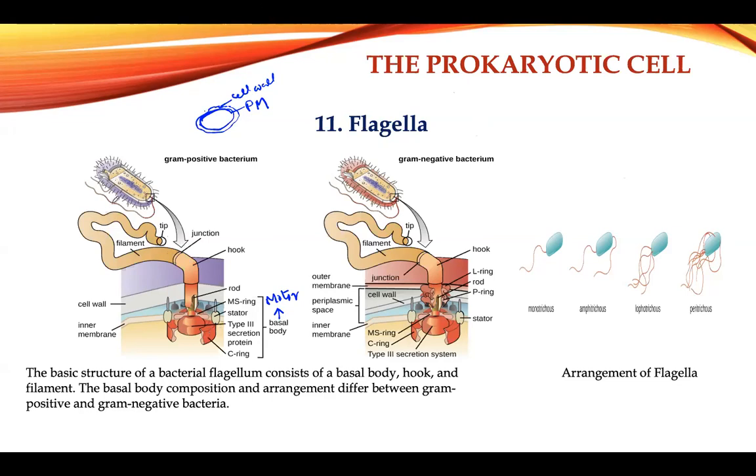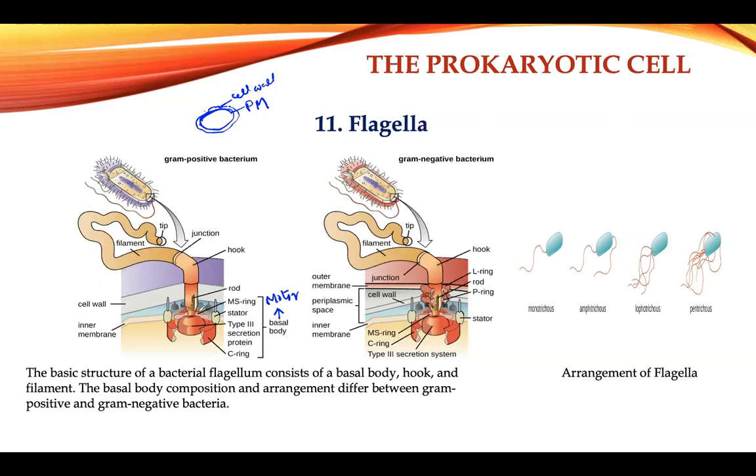Then the end part, the furthest part, that's the filament. And in between, this filament and motor remain attached with a hook. This part is loosely attached both with the filament and the basal body. So these are the three parts of flagella.